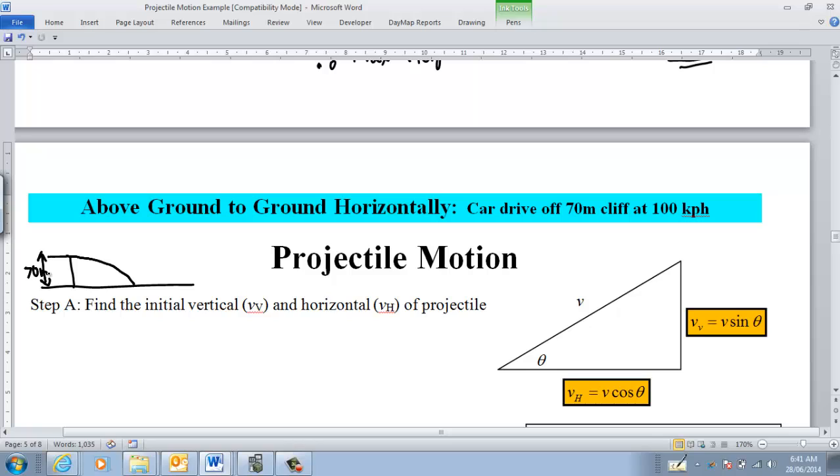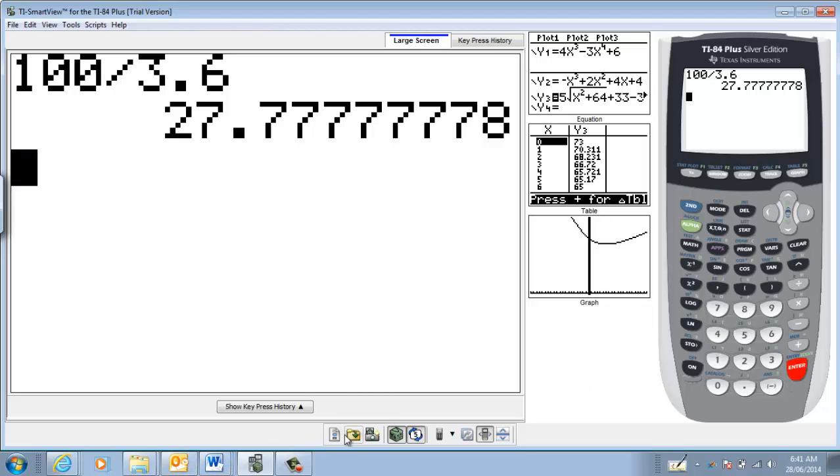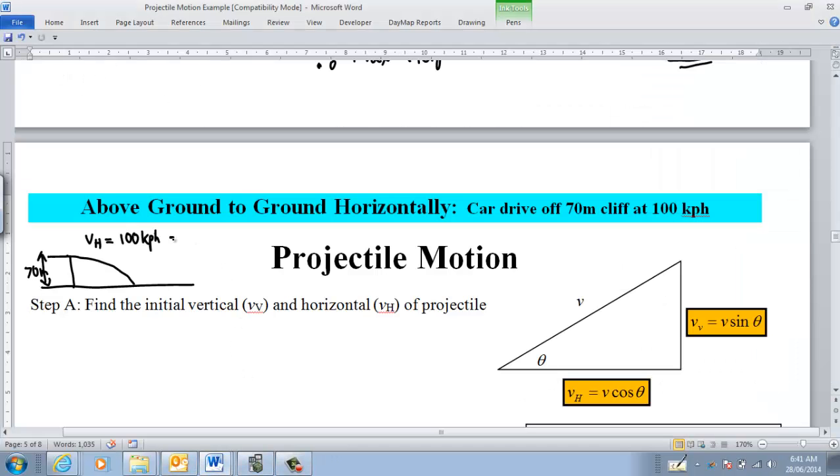Now it's always a good idea to picture what's going on and draw a diagram of it, even if it doesn't ask you to do that. Here we know all the initial velocity is horizontal velocity, and that's 100 kilometers per hour. If you convert that to meters per second, divide by 3.6, that will give you 27.78 meters per second.